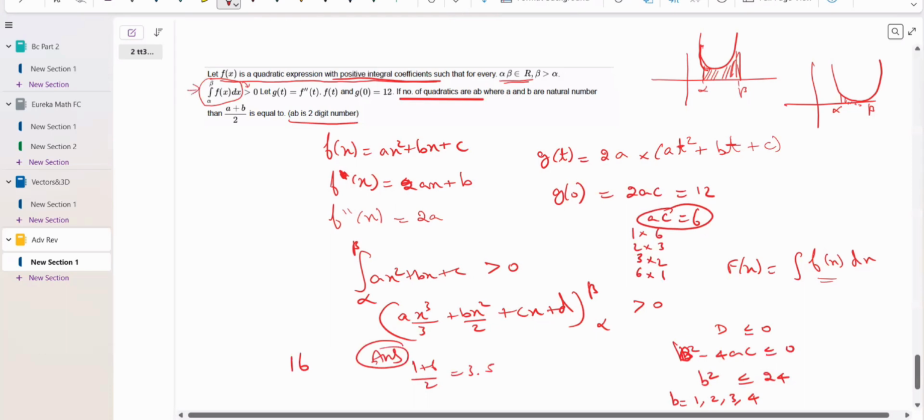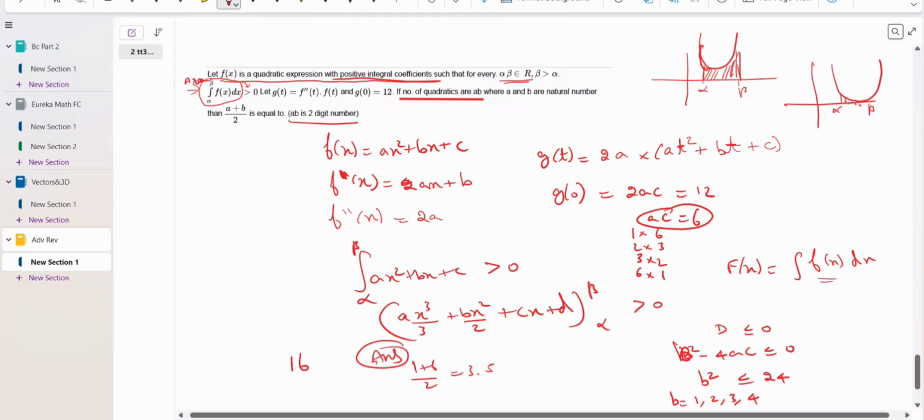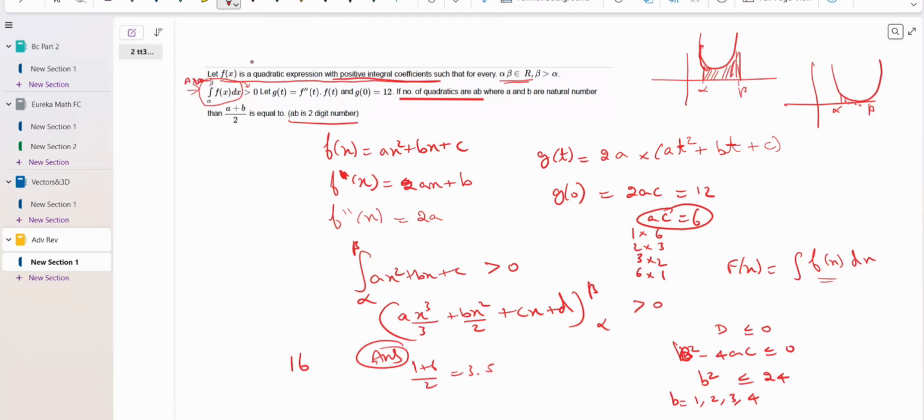This statement was a catch because it gives area, we all understand. But for any alpha and beta being two numbers, it's like allowing that quadratic to move, but always the area is being positive, meaning we are not in a position to allow the graph to go below the x-axis. That is a catch.